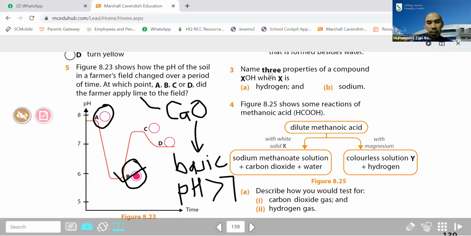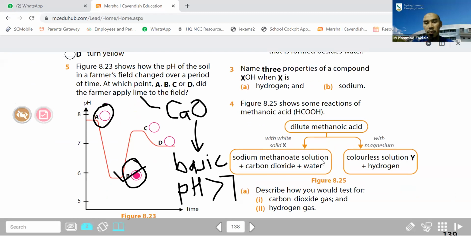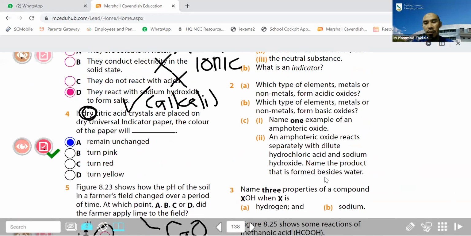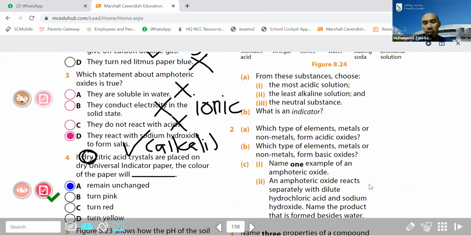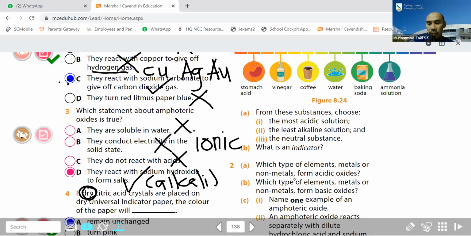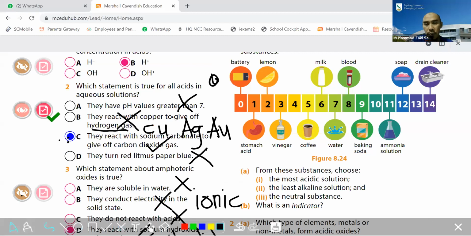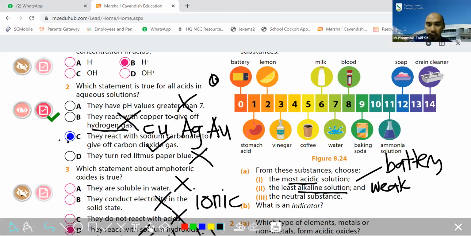Okay, next one. Let's move on to this one also. This one is simple, but actually revised. Okay, which is the most alkaline solution? Most alkaline solution, sorry, most acidic solution. Most acidic solution is the battery. Right? Which is the least alkaline solution? Least alkaline means it is weak alkaline. Okay, weak alkaline.